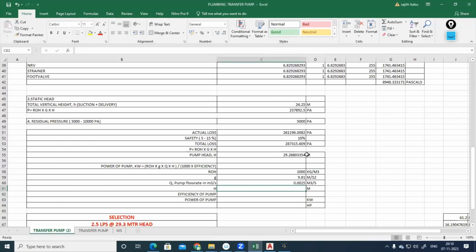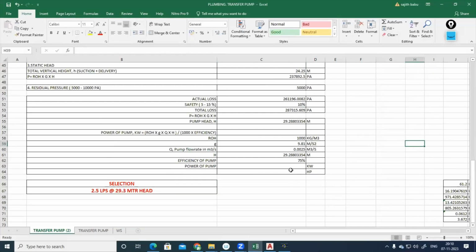Pump head, we already know pump head is 29.28 meter. Now, efficiency of pump, we can consider that in percentage. Normally 65 to 85 it will vary. I'll be considering as an average 75%. Now, the power of pump will be rho G Q H divided by, from watt to kilowatt conversion, 1000 into efficiency.